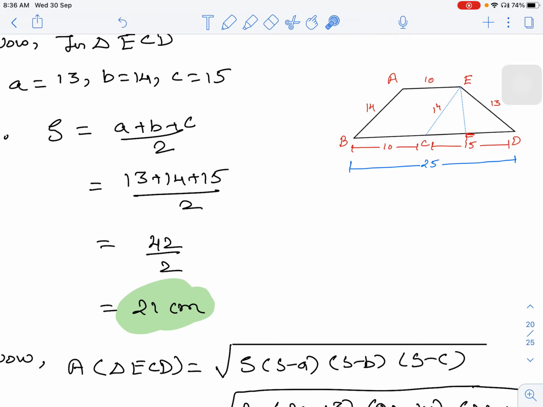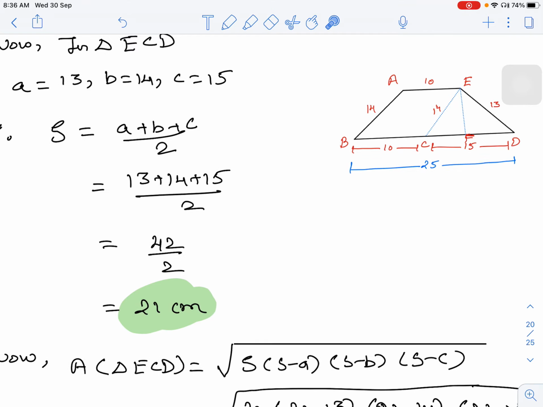So semi-perimeter S equals (A plus B plus C) upon 2. So 13 plus 14 plus 15 upon 2 is equal to 42 upon 2, so that equals 21 centimeter. So now our semi-perimeter value is 21.